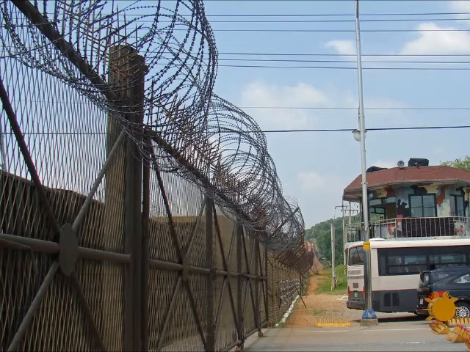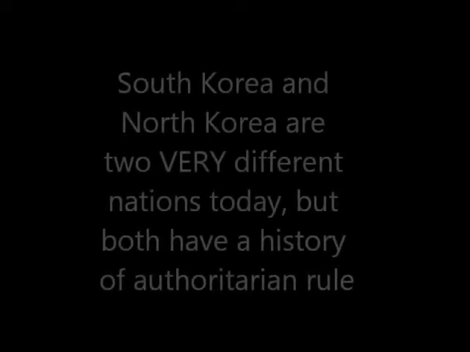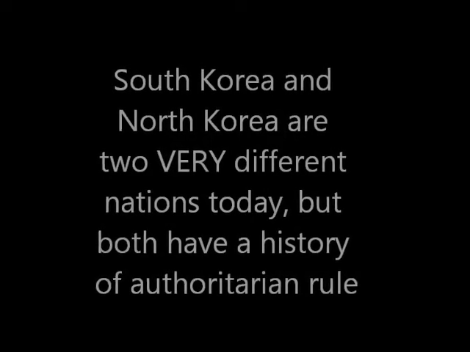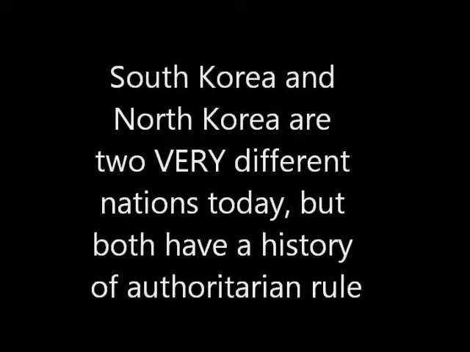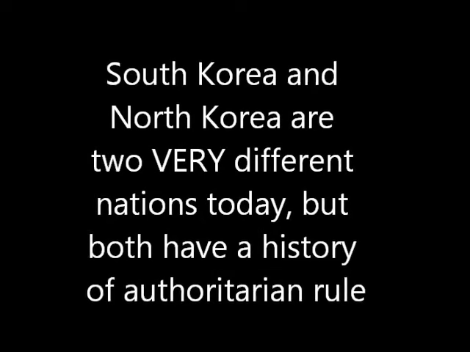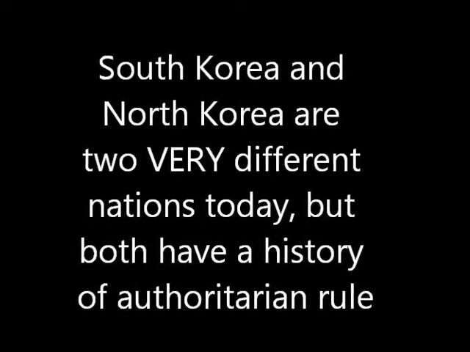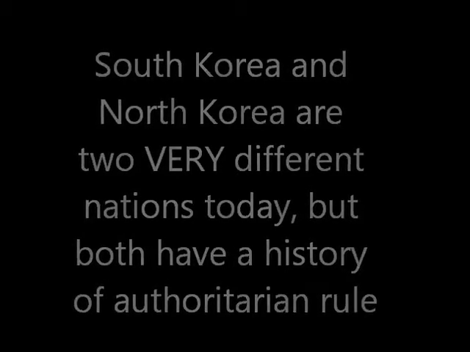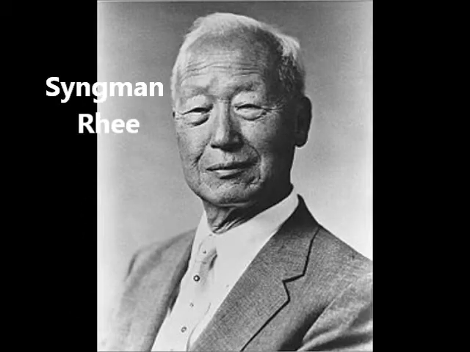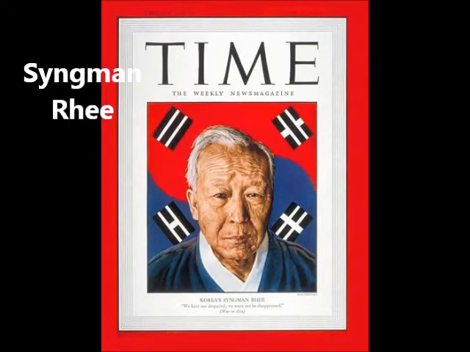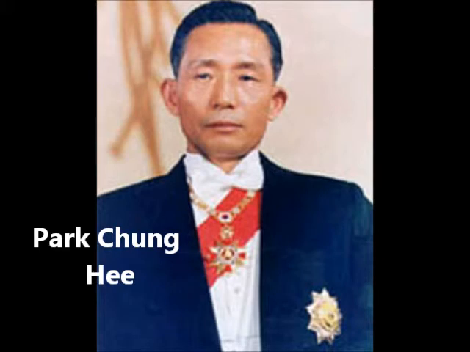South and North Korea are very different places today. South Korea has a democracy today. However, following the Korean War, they had a series of authoritarian leaders. Yeah, see, it's not just North Korea that has an authoritarian regime. Both North and South Korea have a long history of totalitarian rule. Their first leader was Syngman Rhee, as well as a president, Park Chung-hee.